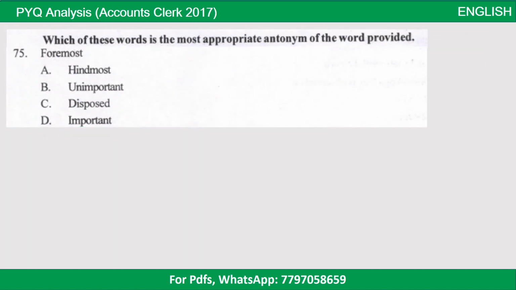Okay, which of these words is the most appropriate antonym of the word provided? So the word is foremost, and the options are A, hindmost, B, unimportant, C, disposed, and D, important. So foremost means it is important, a foremost concern. So opposite of important would be unimportant here, that is option B.